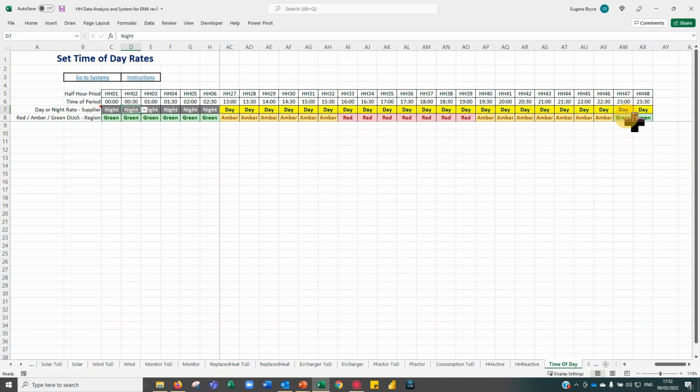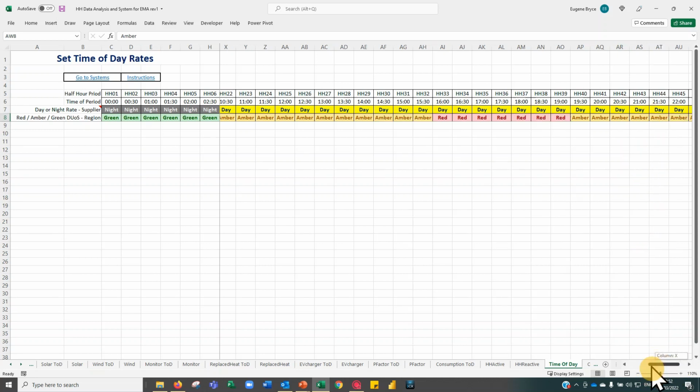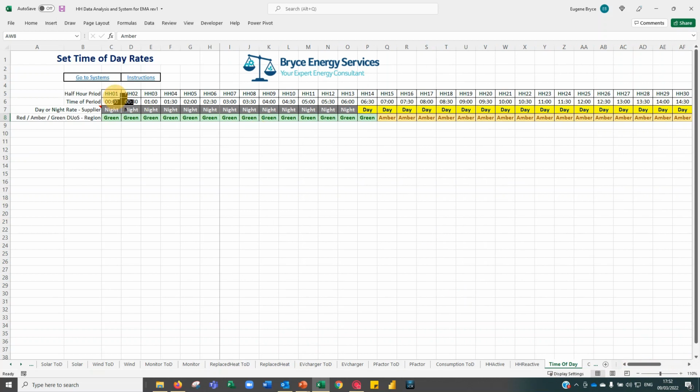You can see here from 11 p.m. to midnight we're back to green, but in some areas that could be amber, so we select amber, and that's for each half-hour time period. Some half-hourly data show it as HH01 to HH48. Other half-hourly data may show it as the actual time period, 24-hour clock from midnight all the way to midday, and then on to midnight. So we've entered all of that.